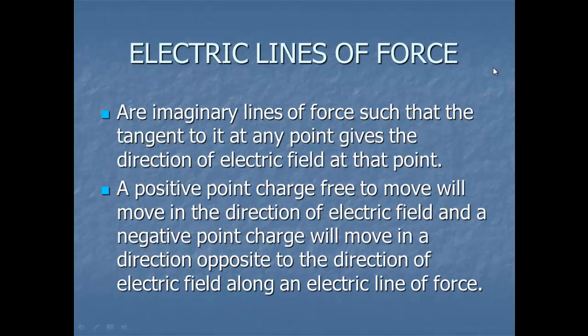The electrical lines of force. The electric field is generally represented by certain imaginary lines of force such that the tangent to the line of force at any point gives the direction of the electric field at that point. A positive point charge free to move will move in the direction of the electric field, and a negative point charge will move in a direction opposite to the direction of the electric field along an electric line of force.